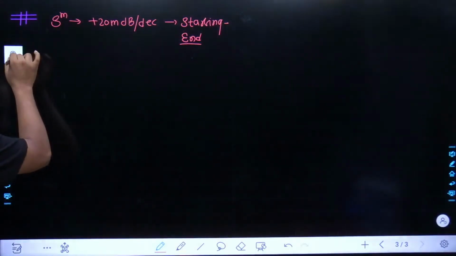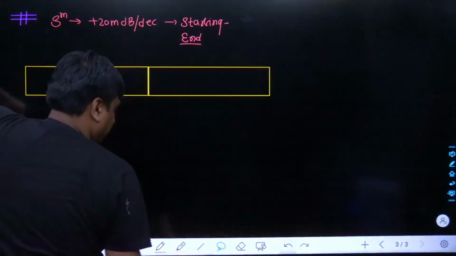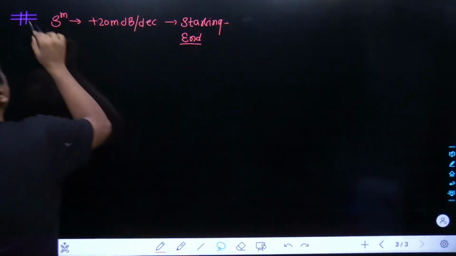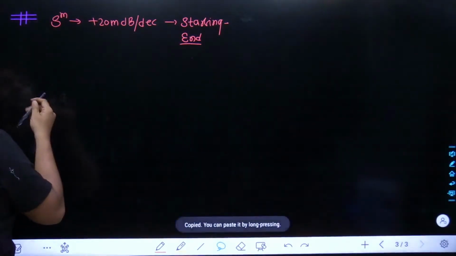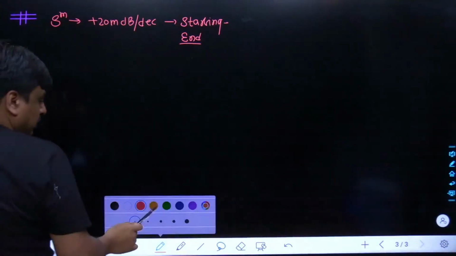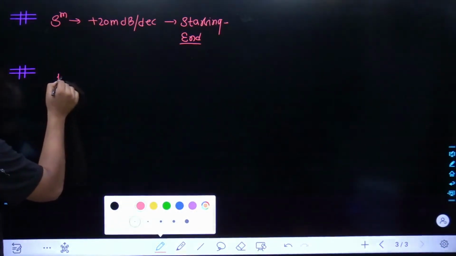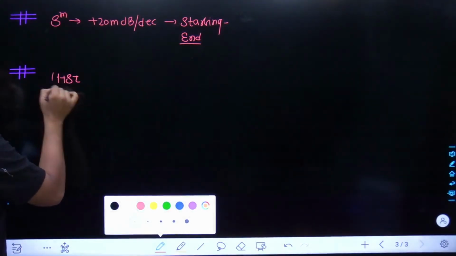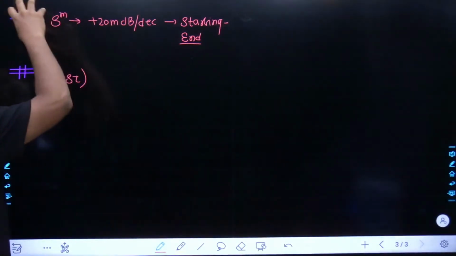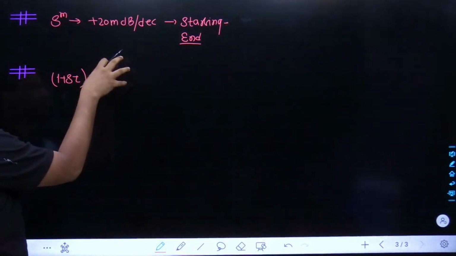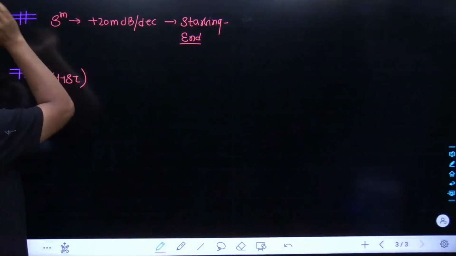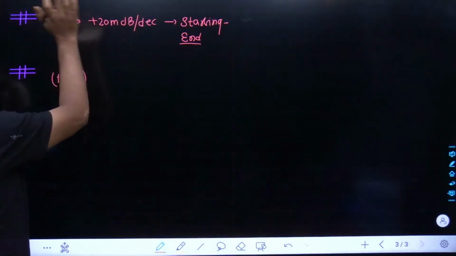Similarly, the second important point which I would like to write over here is that now you have this sort of factor 1 plus s tau. My dear friend, the concept remains the same. When we had one zero, the slope was plus 20. When we had two zeros, the slope was plus 40. When we had one pole, minus 20. Two poles, minus 40.